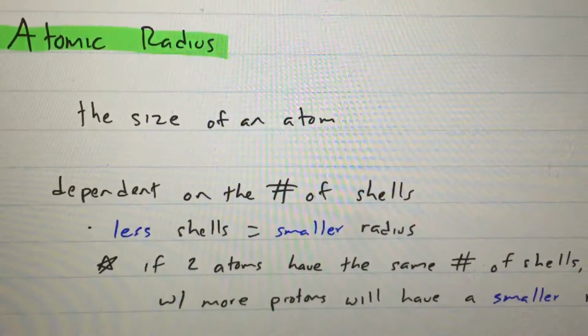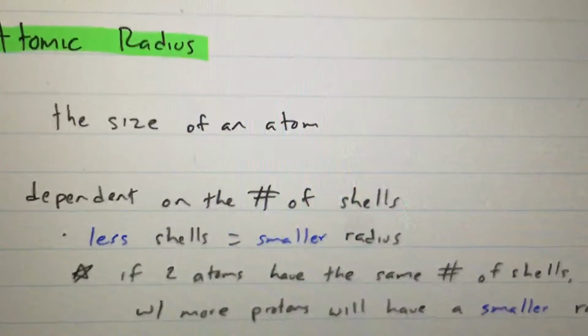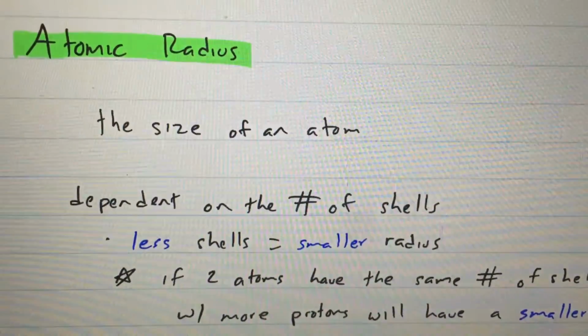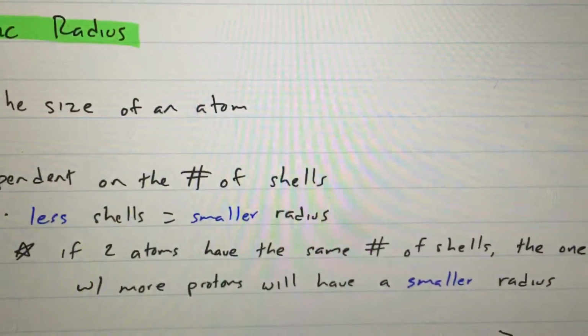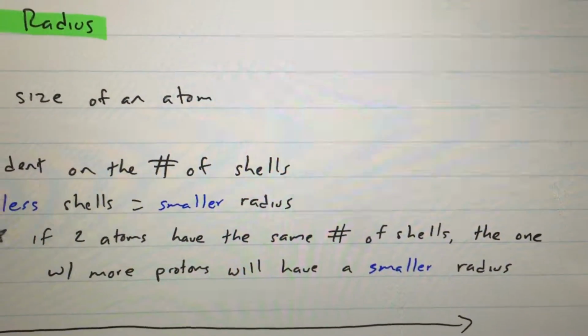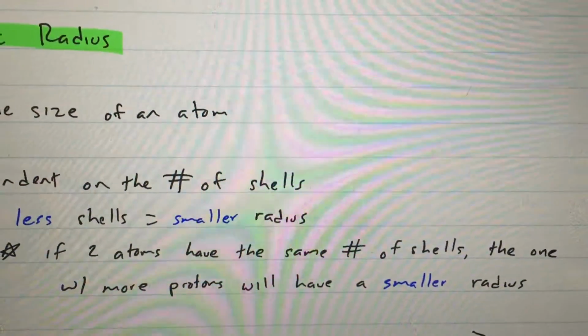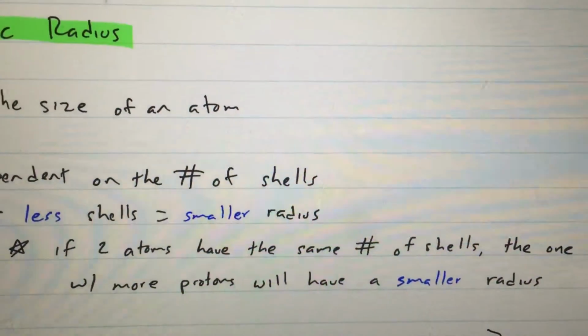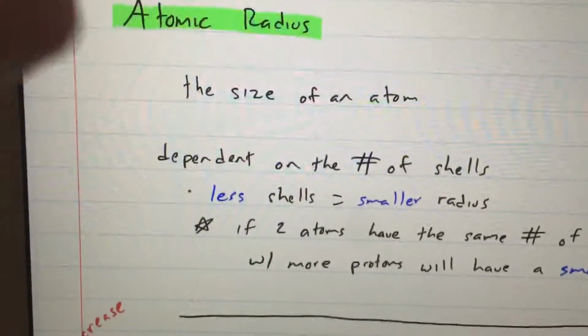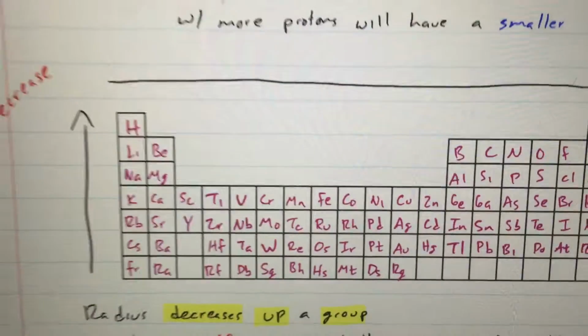Now, the size is dependent on the number of shells. So the fewer shells an element has, the smaller the radius. Now, if two elements have the same number of shells, then the one with more protons will have a smaller radius. And to do this, let's look at this periodic table.